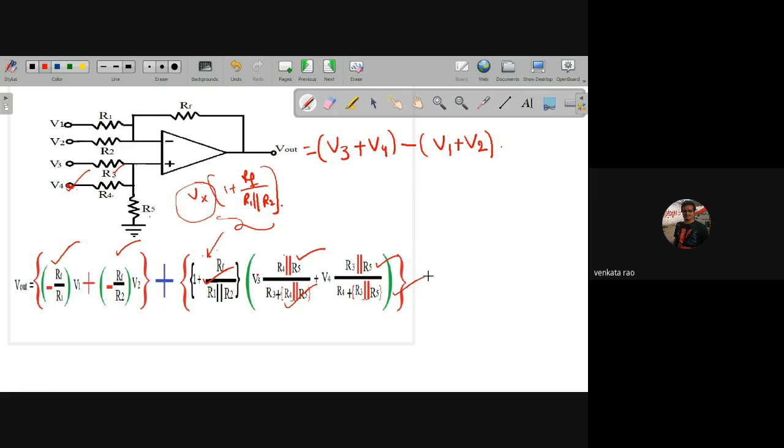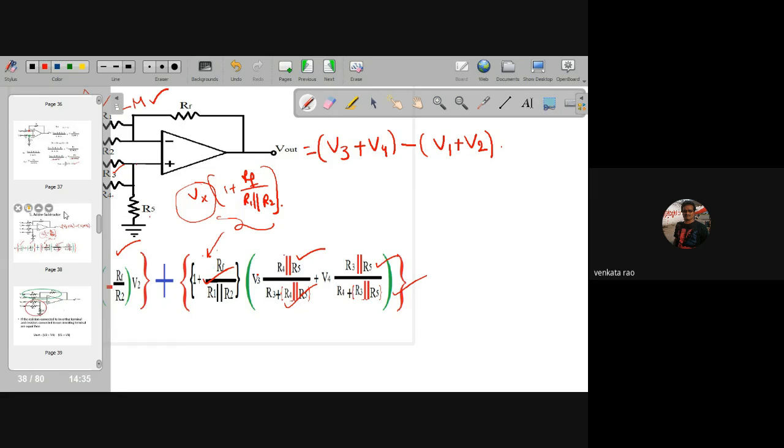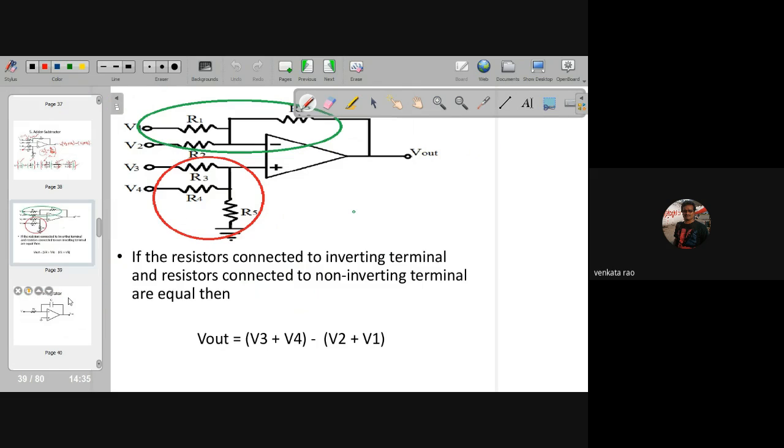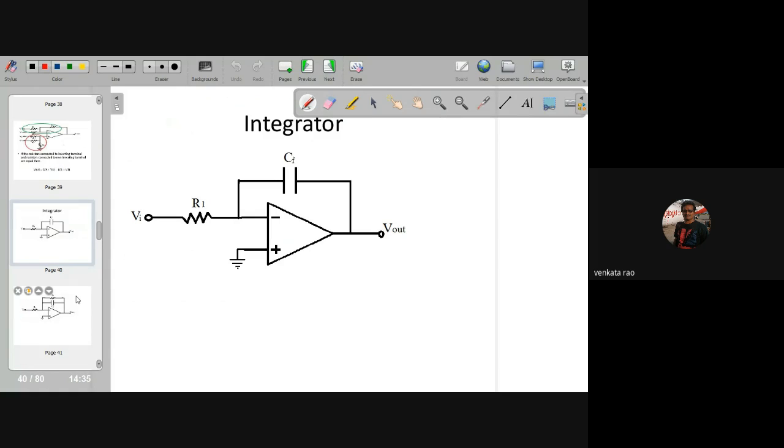There is no need to do it step by step like in your semester exam. In the semester exam, you get this for 10 marks, but in GATE you get hardly 2 marks. The same steps I mentioned here: the groups of resistors connected here and here are the same, then the output is V3 plus V4 minus V2 plus V1. So those are the applications up to here.